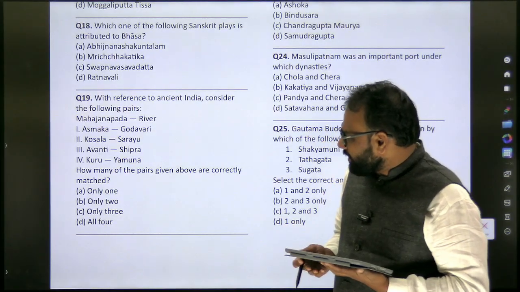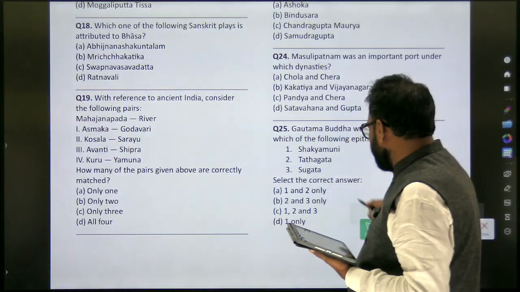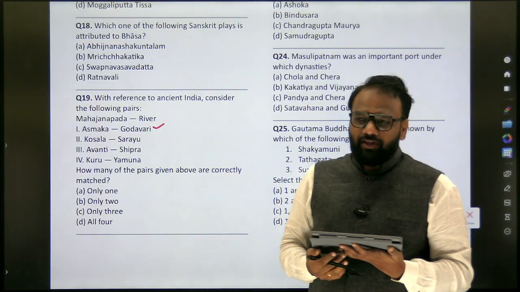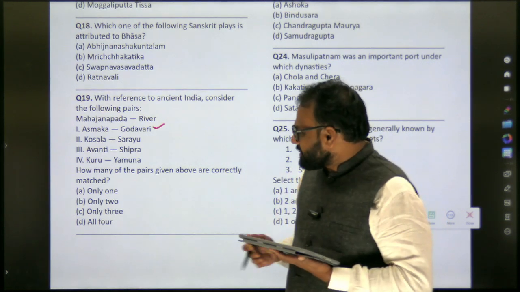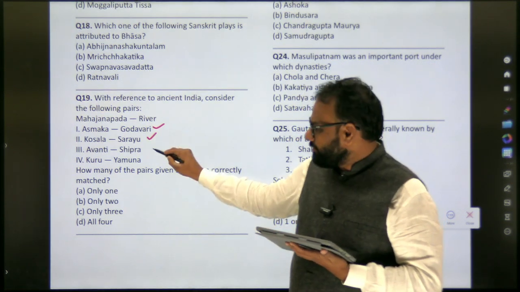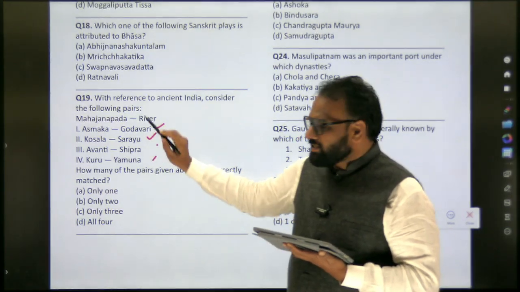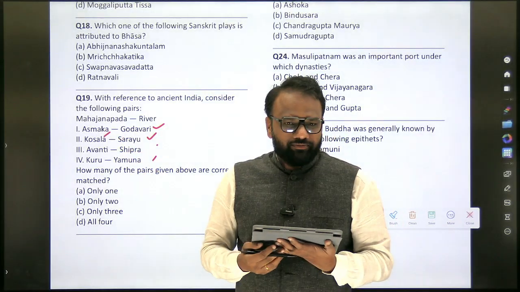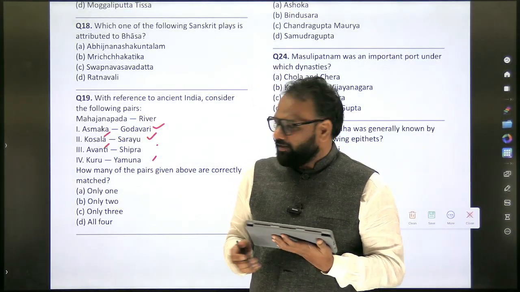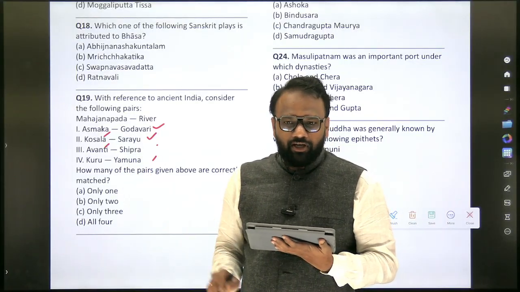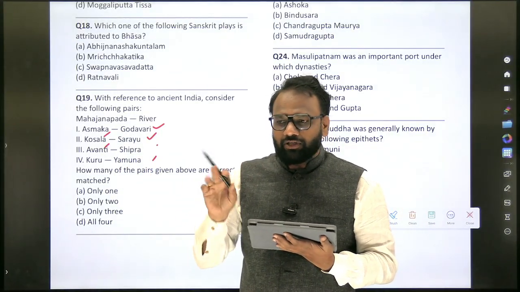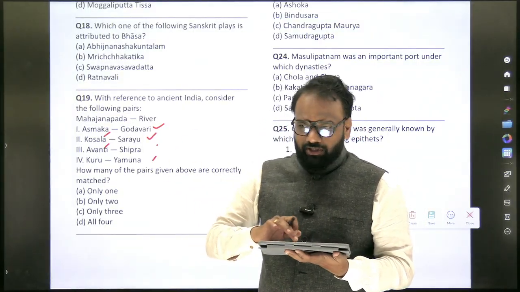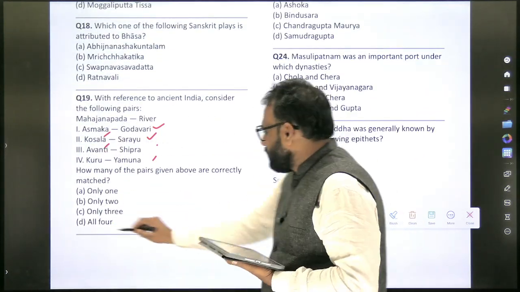Next, whether it is the same question that is repeated or there are changes? There are changes, right? So what's the answer here? Okay, Asmaka, Godavari, why it is famous? Southernmost, right? Next, Kosala, famous for Sarayu. Avanti, Shipra. Kuru, Yamuna. Where is Asmaka located? Which is the capital of Asmaka? Which is the capital of Kosala? Which is the capital of Avanti? Capital of Kuru? Indraprastha. So these are the various dimensions in which you will think whenever a question appears. Even though we know the answer, these are the various dimensions on which we have to focus. That is very important. So the answer is all four.